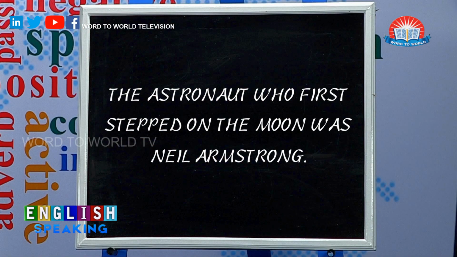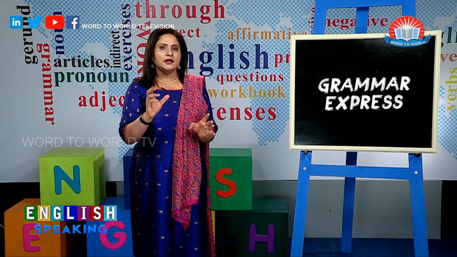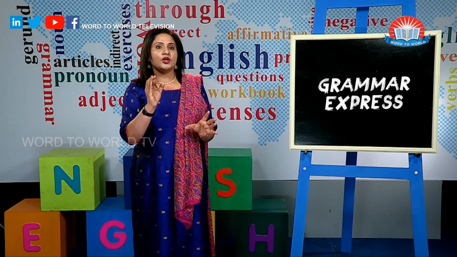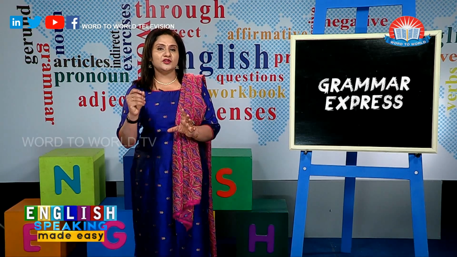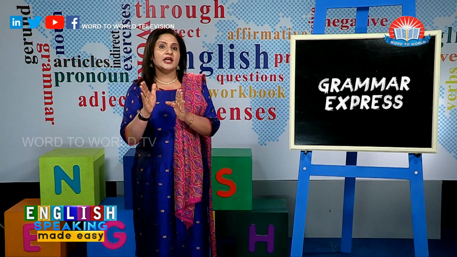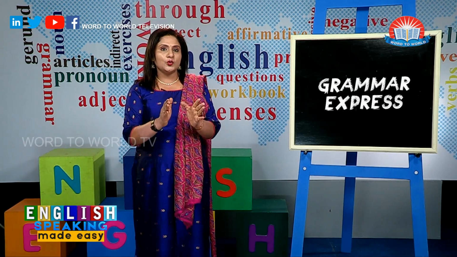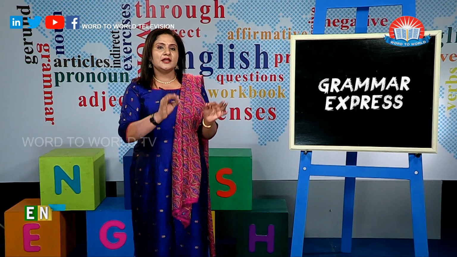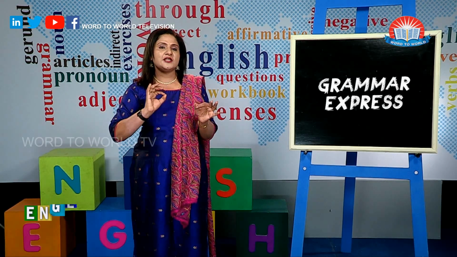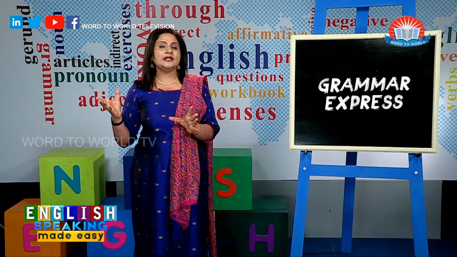The astronaut who first stepped on the moon was Neil Armstrong. Okay, here the relative clause is who stepped on the moon. See, I told you all relative clauses in a sentence begin with who. So in this case, the astronaut who first stepped on the moon is Neil Armstrong.